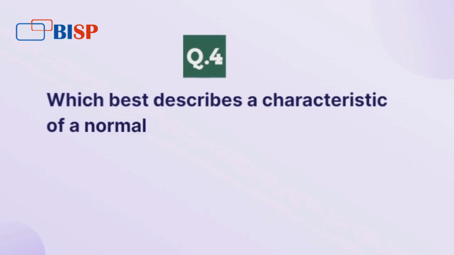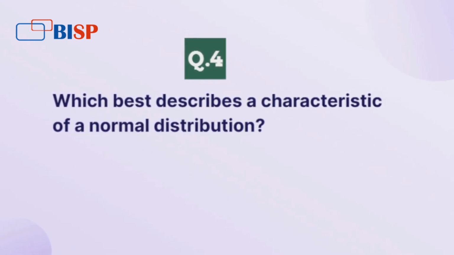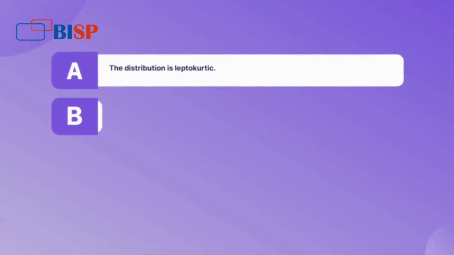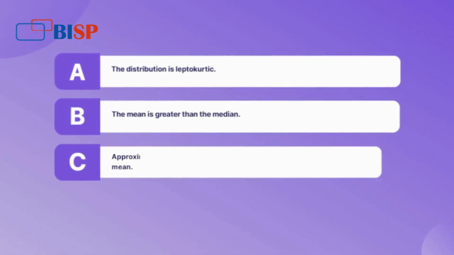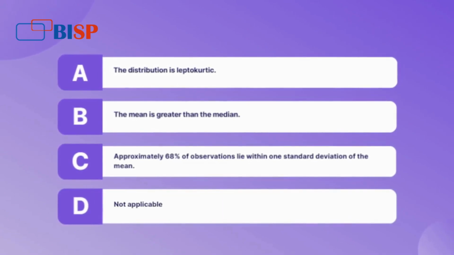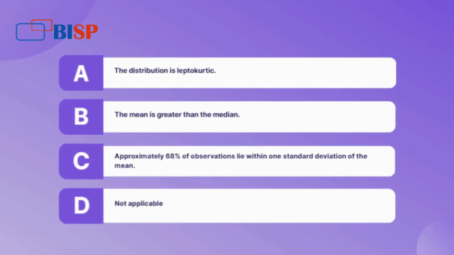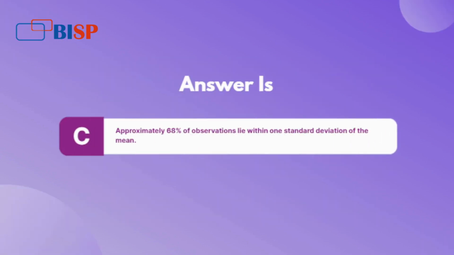Which best describes a characteristic of a normal distribution? A. The distribution is leptokurtic. B. The mean is greater than the median. C. Approximately 68% of observations lie within one standard deviation of the mean. D. Not applicable. Answer is C. Approximately 68% of observations lie within one standard deviation of the mean.